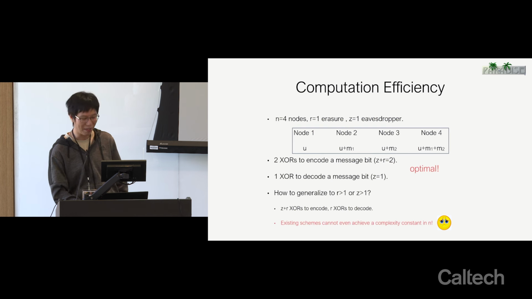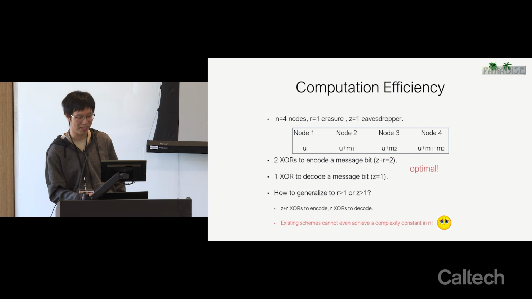So here we have a secret sharing scheme that can deal with one erasure and one eavesdropper. It is super simple. We have two message bits, M1 and M2. We have one random bit U. I call it a key because it's used for security purposes, like a one-time pad. And then it is very simple to encode: just two XORs to encode a bit, and one XOR to decode a message bit. In fact, we show this is as simple as you can get. You cannot do better than this because the encoding matrix has to be dense enough.